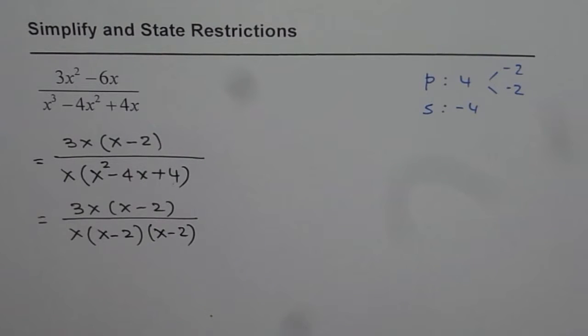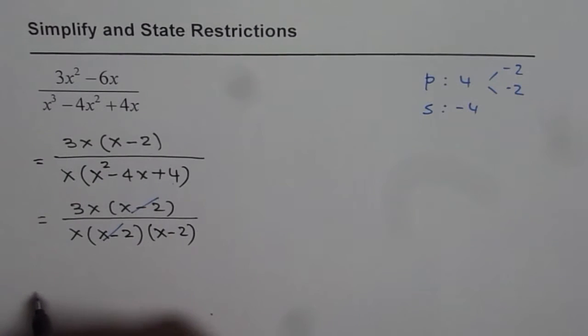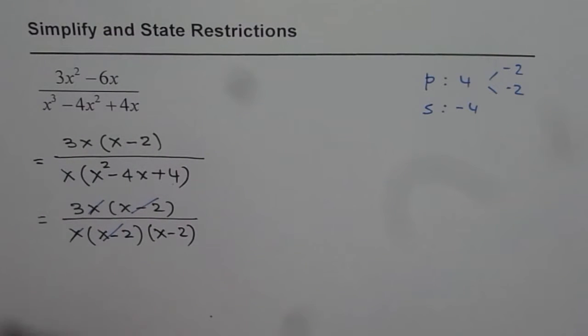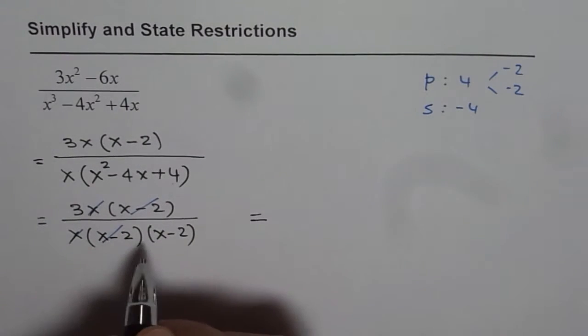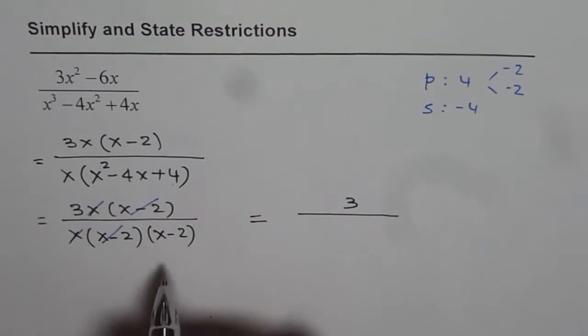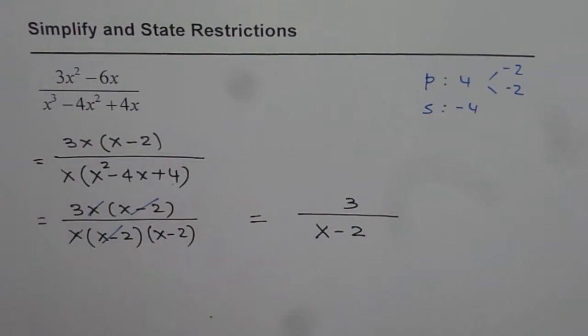Now to simplify, we can cancel out the common factors from the numerator and denominator. And once we simplify, we get a simplified expression. Let me write it down here: the simplified expression is 3 in the numerator and the denominator is x minus 2. So that is the simplification of the given rational expression.